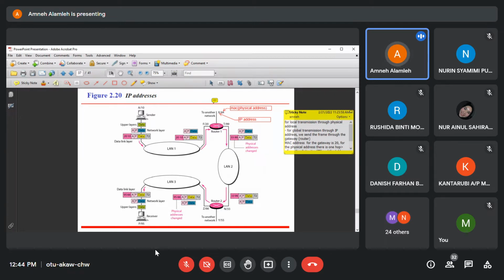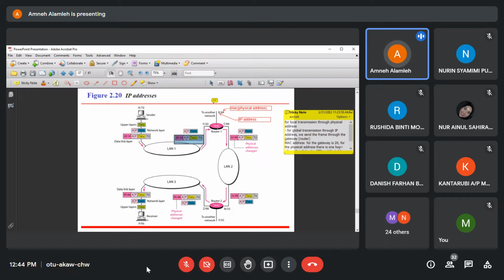The gateway between router 1 and the interface between router 1 and device A10 is this one. The MAC address, the physical address, is 20. This is the gateway for this device. So the frame has now arrived at the next destination, which is router 1, with the data enveloped in the frame.